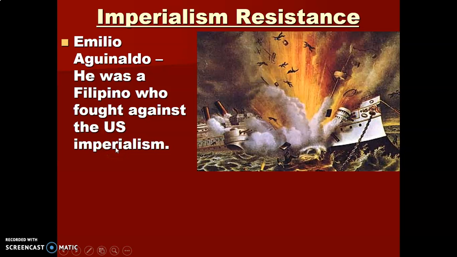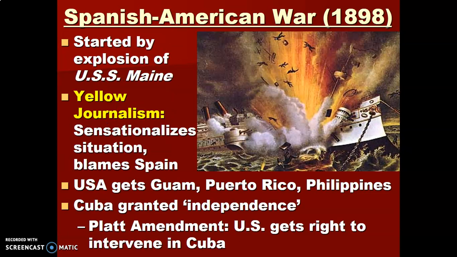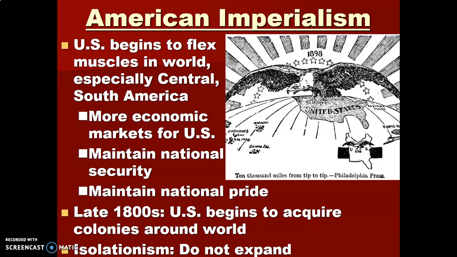All right. For your third flashcard, it says Emilio Aguinaldo. You want to know that he was a Filipino who fought against U.S. imperialism. Now, we need to probably understand what imperialism is as well. If we don't already have that definition, we want to get it down. So imperialism is where we acquire colonies around the world. This is where you begin to take over other countries. So, acquire colonies around the world.